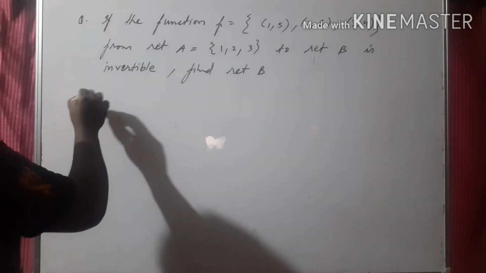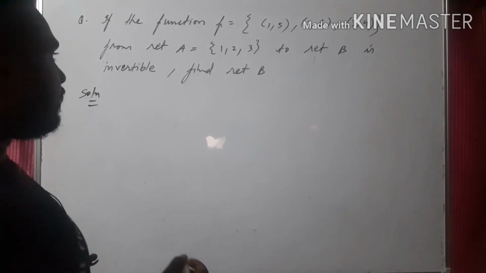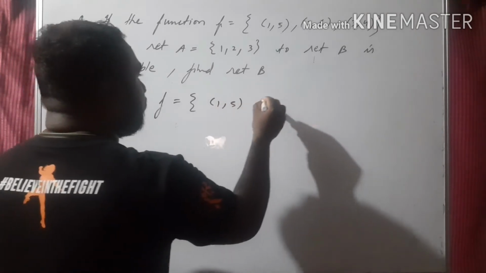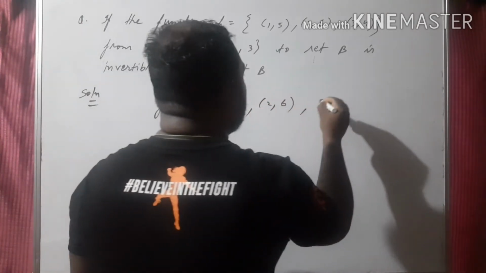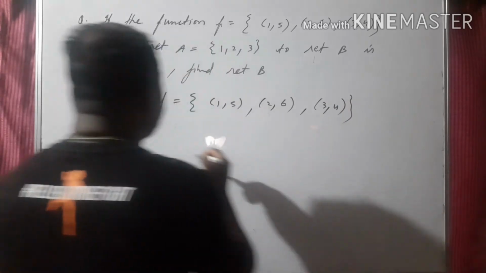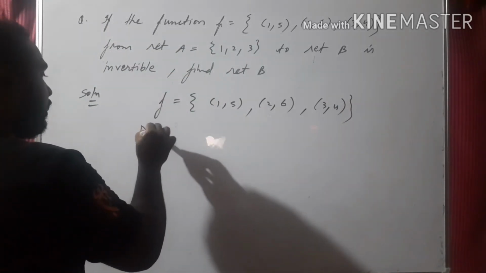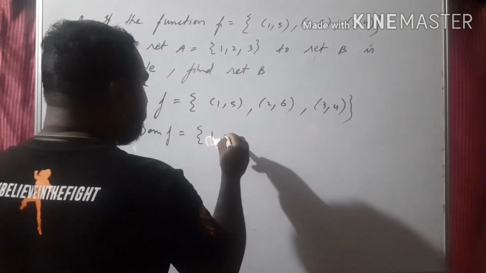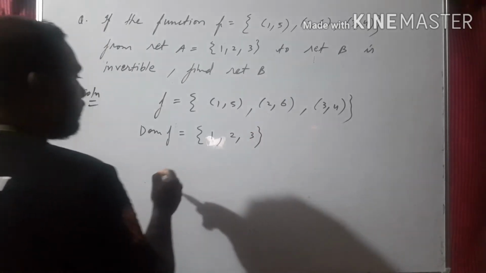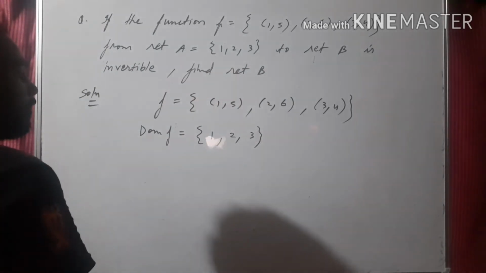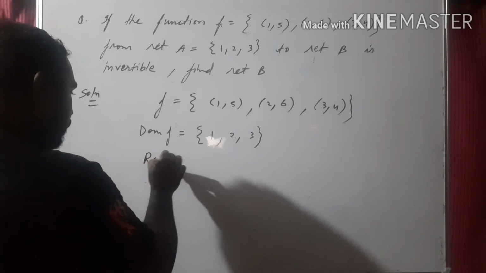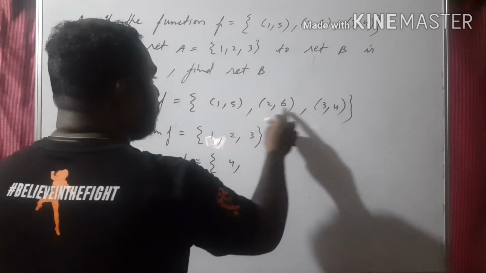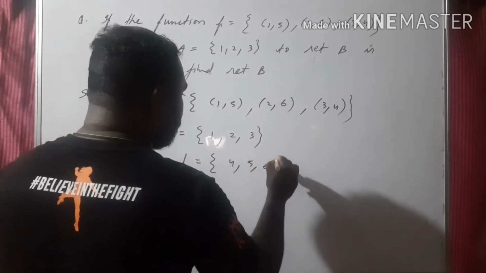Okay, but let me do it in detail. So f is given here: 1, 5, 2, 6, 3, 4, like that, isn't it? So by looking at this, I can write the domain of f. The domain of f will be the first elements, 1, 2, 3. Okay, so it is A only. Yes, A will be the domain, and the range of f will be how much? Here 4 is there, 5 is there, 6 is there. 4, 5, 6 will be the range.